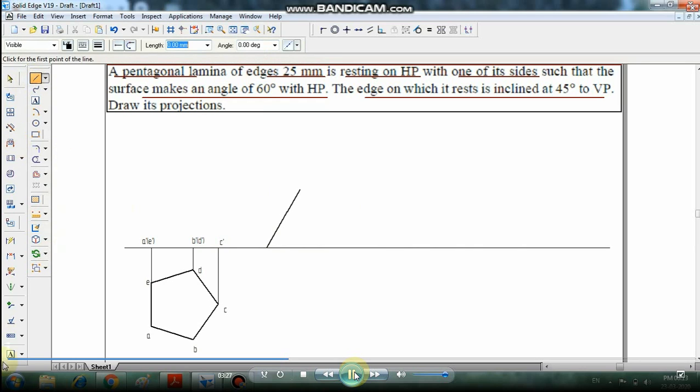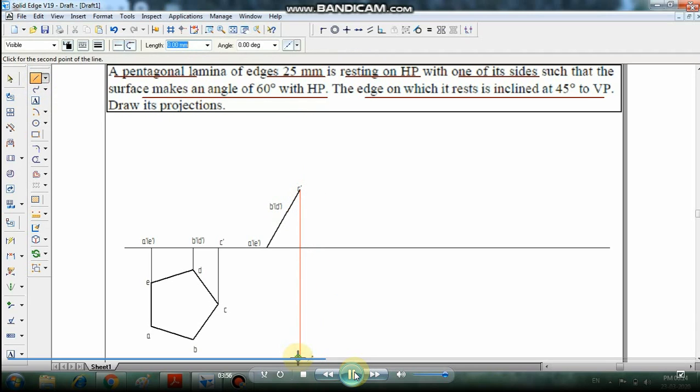Now we can make it 0.5 mm thickness and name it C dash, B dash, D dash in bracket, and this corner, that is the side on which it rests, that is A dash, E dash, that is the edge.